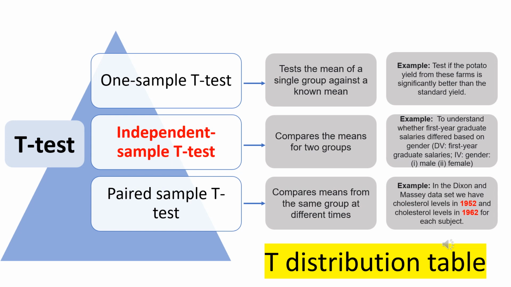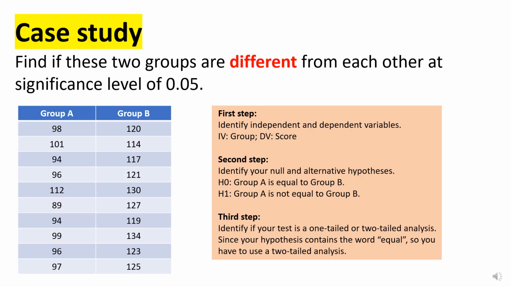So previously we already learned about the one sample t-test, where we used the dataset to test the mean of a single group against a known mean. So today we will learn about the independent sample t-test. The independent sample t-test compares the means between two groups. Here is an example, and you can pause the video to read it. Given here is a case study for you to follow along with this video during your lab.